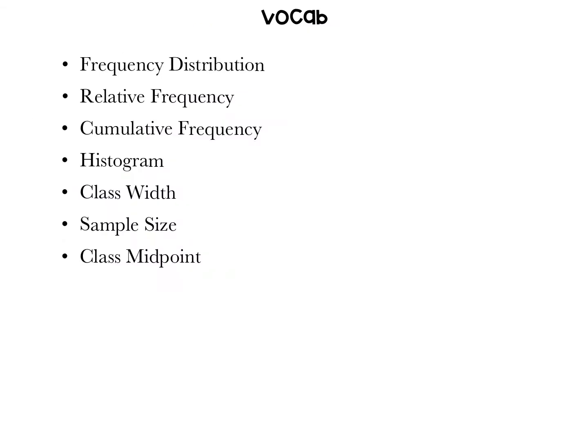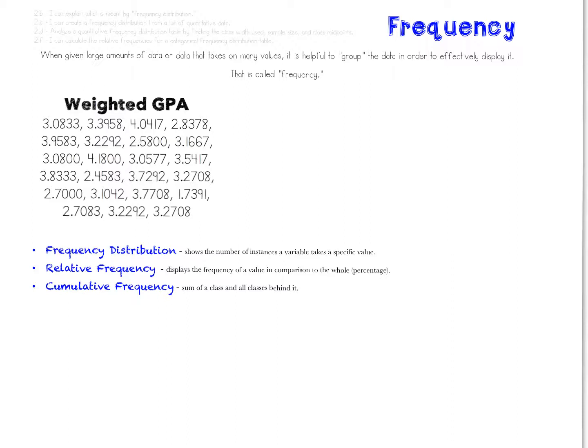Alright, these are our vocabulary words for this lesson. We're going to be talking about these 7 terms as we work through this lesson. So first we're going to start with, this is our actual data from our class, our weighted GPAs. And we're going to be talking about different types of frequency. So we have a frequency distribution, which just shows the number of instances a variable takes a specific value.